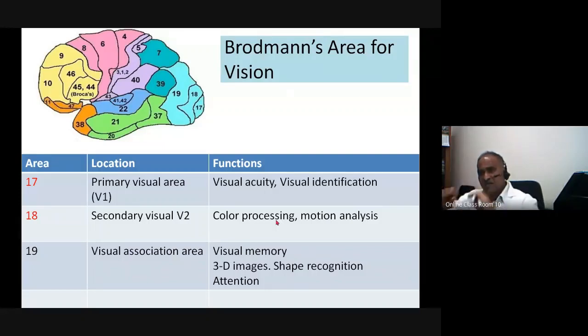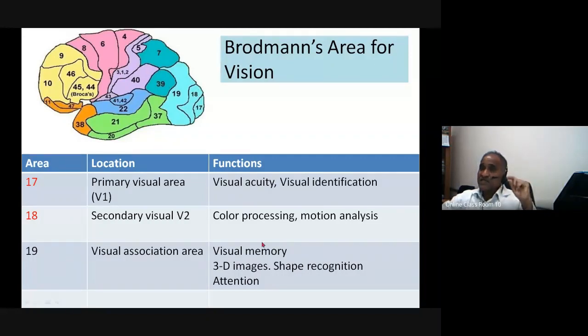It becomes very thick, and these blobs process the color, and they also detect motion, because even a small insect moving somewhere in your visual field will be identified. So the motion analysis, the angular analysis, or three-dimensional analysis is taking place here in area 18.